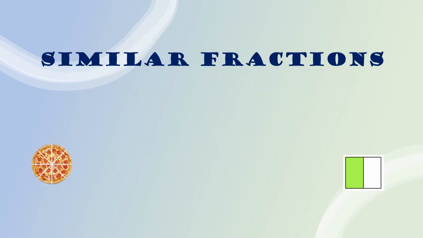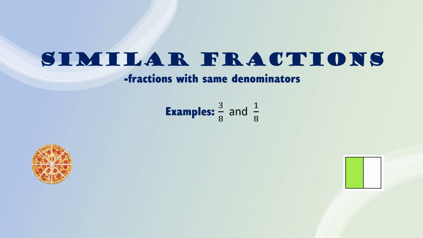Before we proceed to our lesson, let us define first what similar fractions are. These are fractions with the same denominators. For example, 3/8 and 1/8 are similar fractions because they have the same denominator, 8. And 3/11, 5/11, 9/11, and 11/11 are also similar fractions because they have the same denominator, which is 11. So we have to remember that before we can add or subtract fractions, they must have the same denominators.